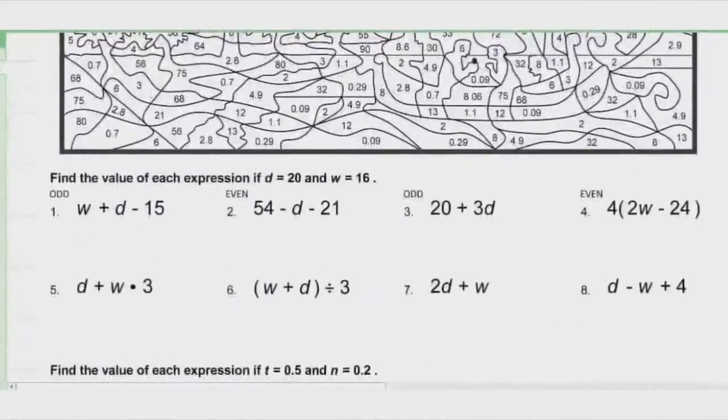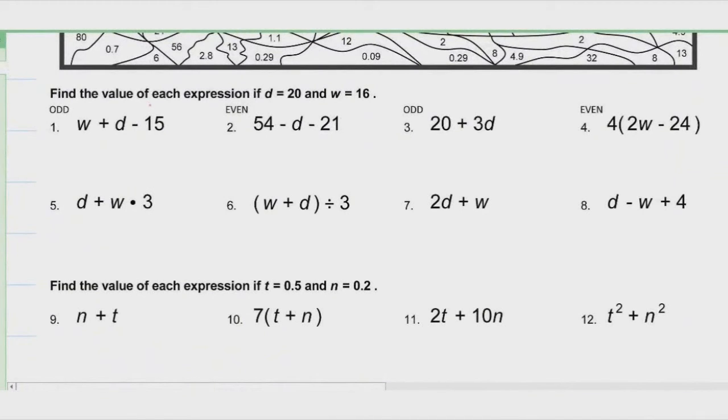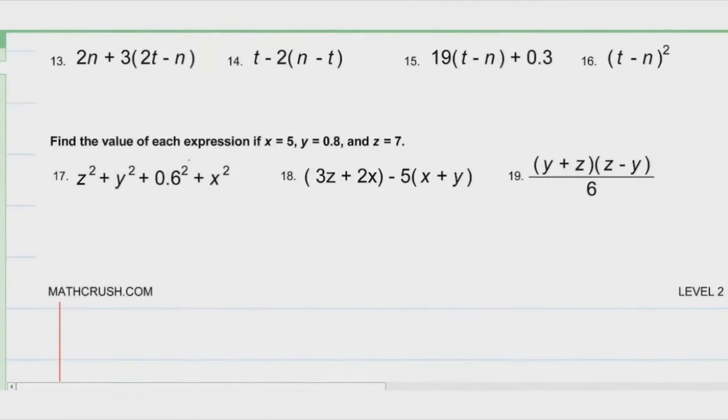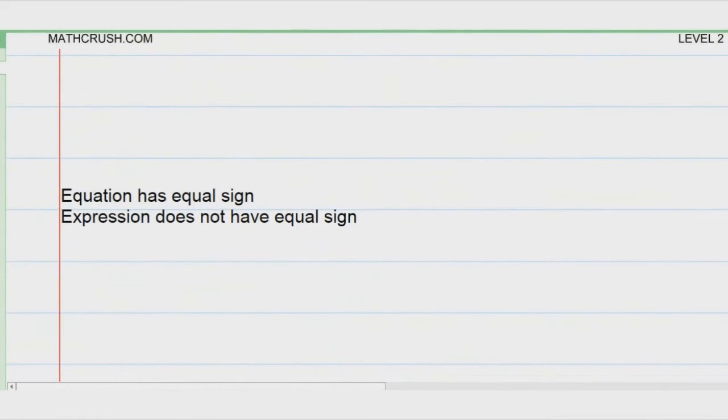If you come down here to the problems, we're starting off with problems 1 through 8, and the directions say find the value of each expression if D equals 20 and W equals 16. Really quick, you might have heard of the word expression and equation. The only difference between an equation and an expression is an equation has an equal sign, an expression does not. Don't make this any more difficult. An expression does not have an equal sign, an equation does.